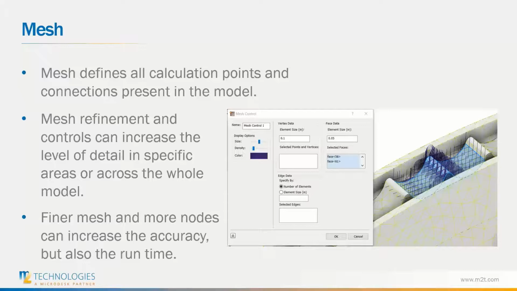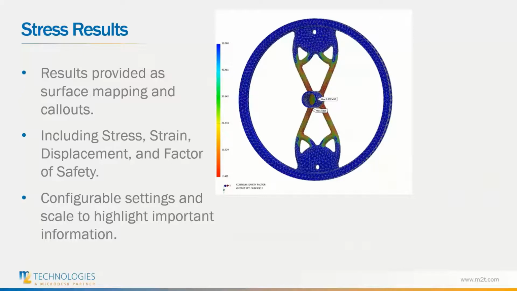Once we do this, it will create a more detailed analysis in that area of interest without greatly increasing the node count across the entire model. After we do this, we are able to analyze the results. Nastran and the stress analysis will create a surface mapping to show the stress distribution or other information that you're looking at. Here we can see a safety factor.